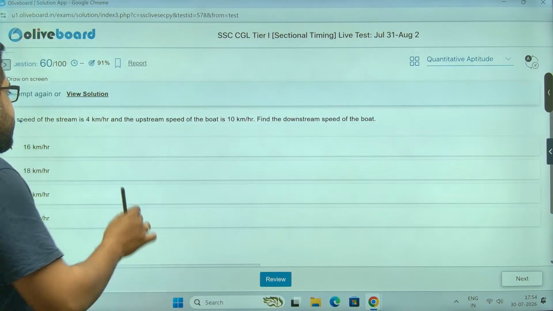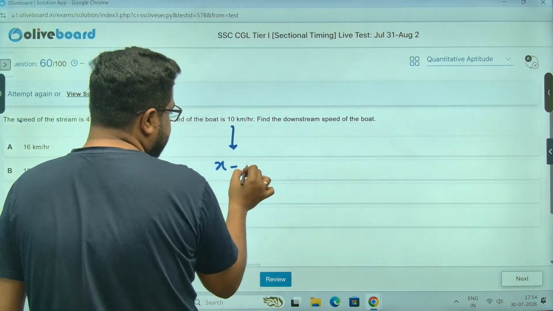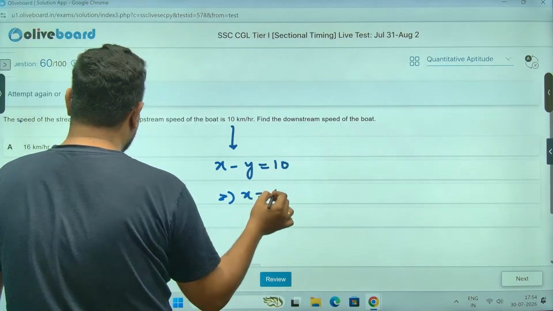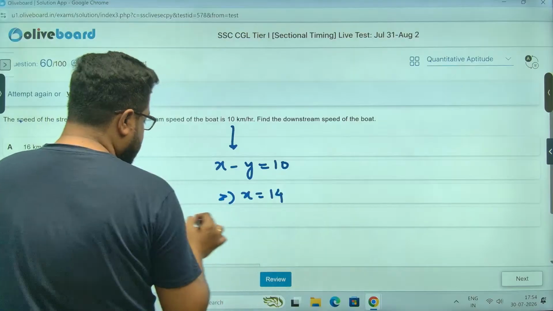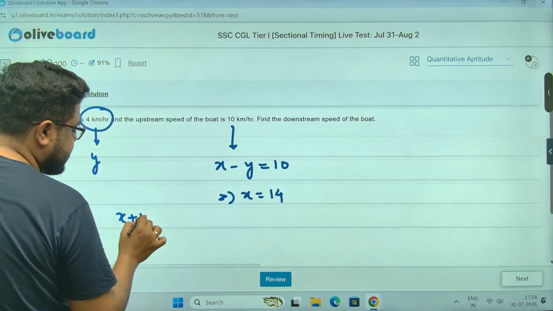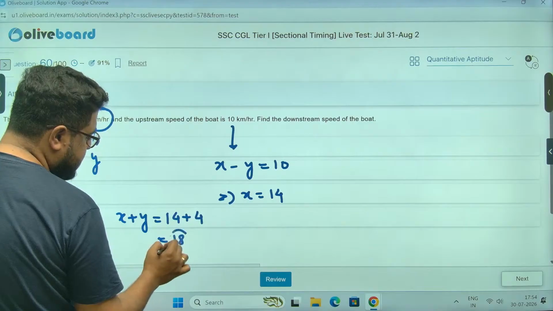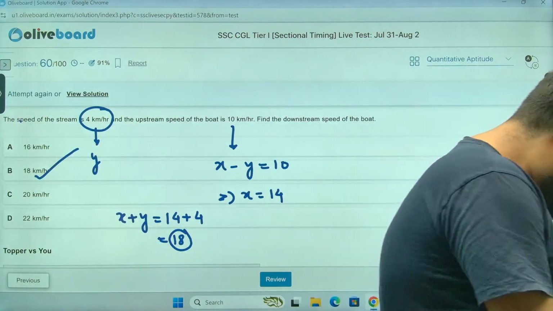Speed of the stream, y is given. Upstream speed is given, meaning x minus y is given to us as 10. So x is 10 plus y. 10 plus y is, sir, 4, meaning 14. So downstream speed they are asking, that is x plus y. That means 14 plus 4, which is 18, sir. 18 kilometer per hour. Again, B is the answer.